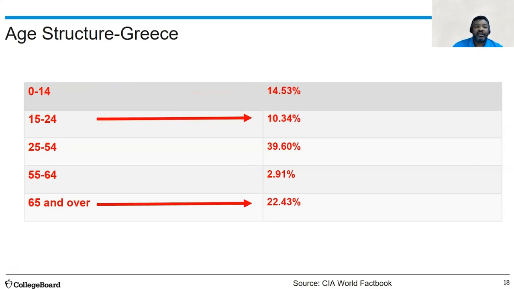Greece, you'll notice that in its age structure many of the people are in the 65 and over range. They have a rapidly aging population, and at the same time, their crude birth rates are starting to fall as well. Over time, you will see their 0 to 14 possibly dip below 9%.